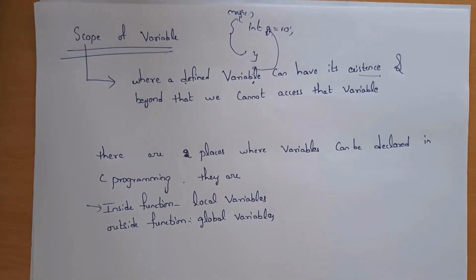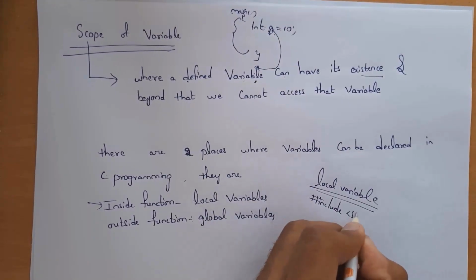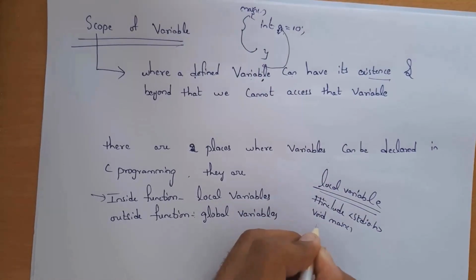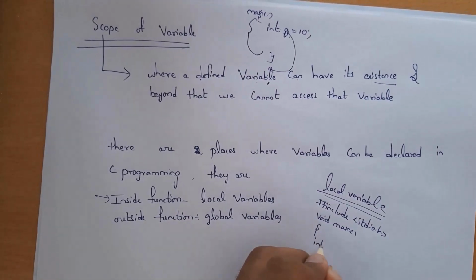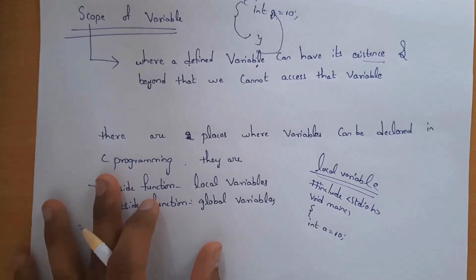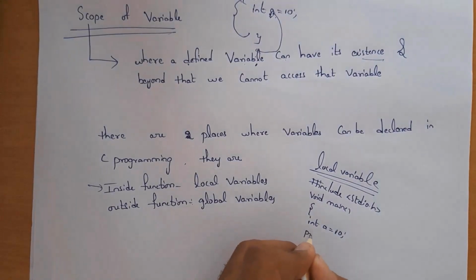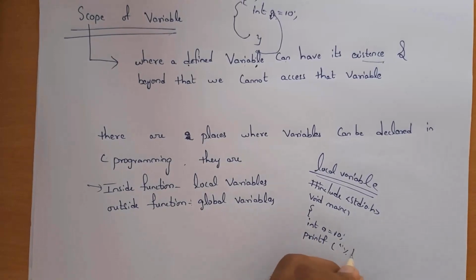I will give an example of a local variable. At first you need to write #include <stdio.h>. After that void main. This is the main function which I am taking. Inside the main function I am declaring a variable, that is int a = 10. I gave variable name as a and value as 10, data type as int. Now I want to print the value 10. So for that purpose we need to use printf. This a is an integer, so you need to take %d comma a.